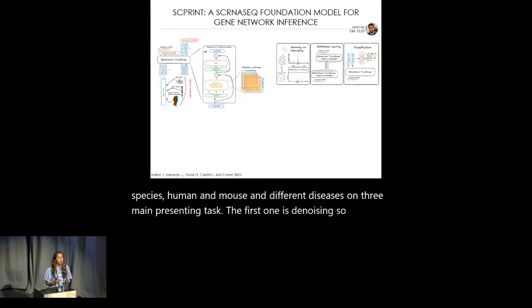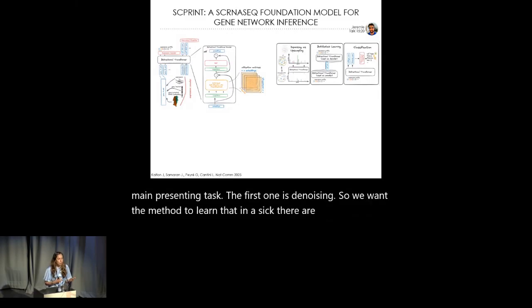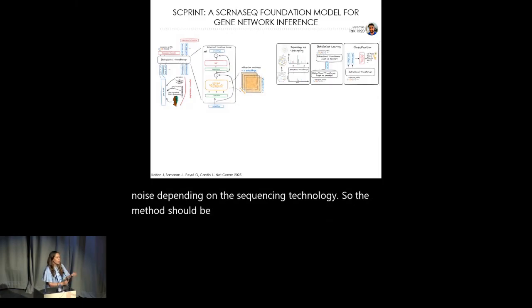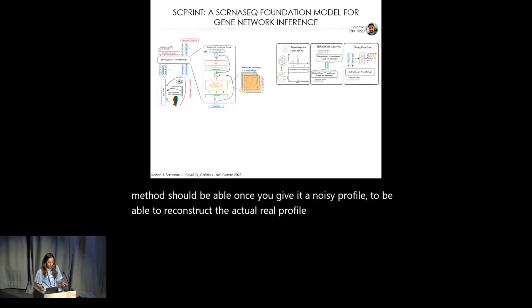So we want the method to learn that in single-cell RNA-seq there are dropouts. There are different technologies that are bringing different types of noise depending on the sequencing technology. So the method should be able, once you give it a noisy profile, to be able to reconstruct the actual real profile of the single cell.